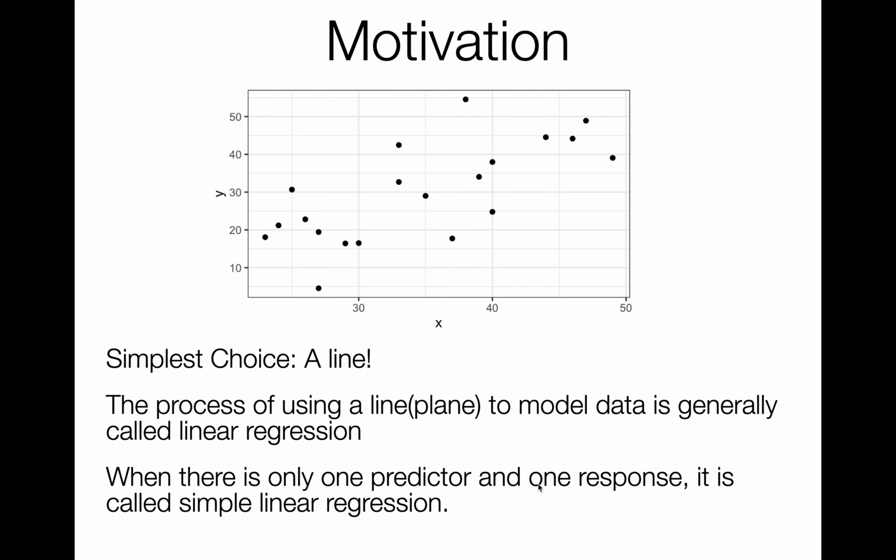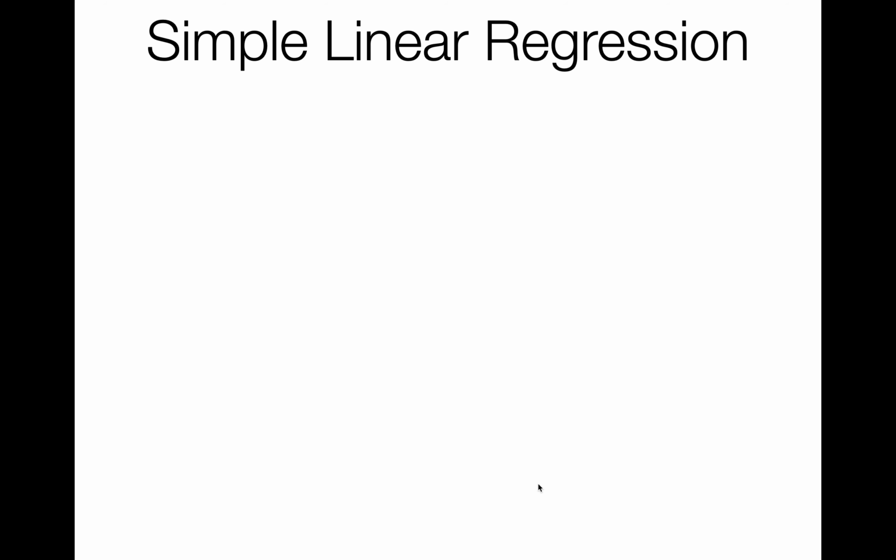When we only have one predictor and one response, like we do here, that's called simple linear regression. Only one predictor and one response. We can have a bunch of predictors, and that's called multiple linear regression. And then we could even have multiple y's, and that's called multivariate regression. We'll never get to that point. We will get to multiple regression.